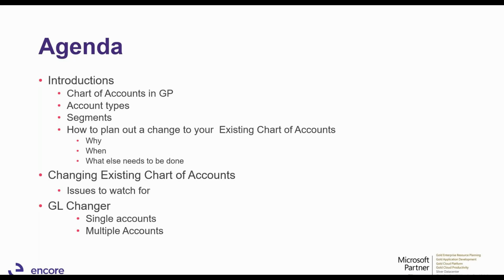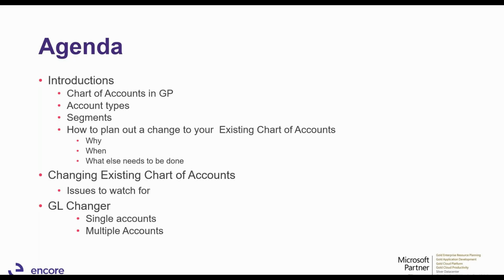So the chart of accounts in GP is segmented. In other words, we have a number of different segments based on how you've got your system set up. The system I'll be showing today has 3 segments. It has a division, or a department, at the front, followed by an account, followed by a sub-account. And that's the types that we're going to be talking about.